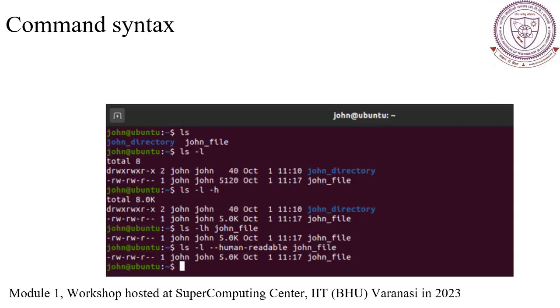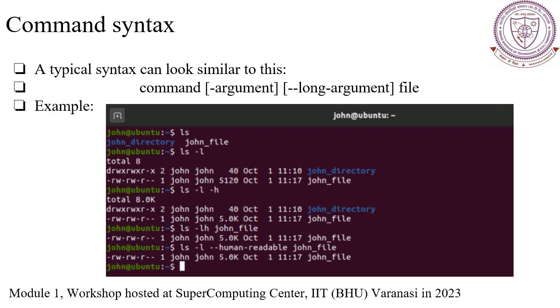Now let's see the command syntax. The typical syntax for a Linux command is as follows. First we write the command, then hyphen argument, then hyphen hyphen long hyphen argument, then your file name. Here is the example I have given. The command means the name of the command you want to run. Hyphen argument is a short argument that modifies the behavior of the command. Hyphen hyphen long hyphen argument is a long argument that modifies the behavior of the command. File is the file or directory to which the command is applied.